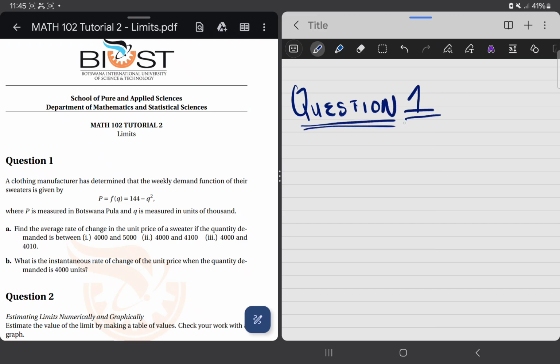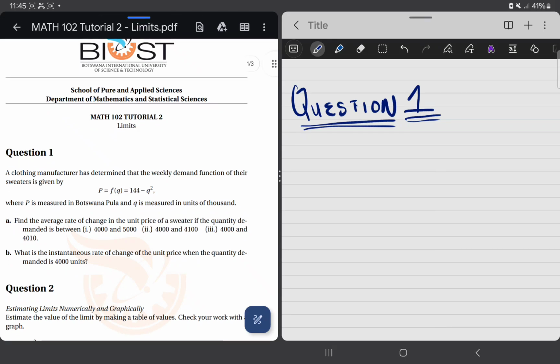So these are just my solutions. Remember, these are just my solutions. Okay, and I'll be showing you where I get it from. So this topic is on the average rate of change and the instantaneous rate of change. These questions from question 1 are on average rate of change and instantaneous rate of change.